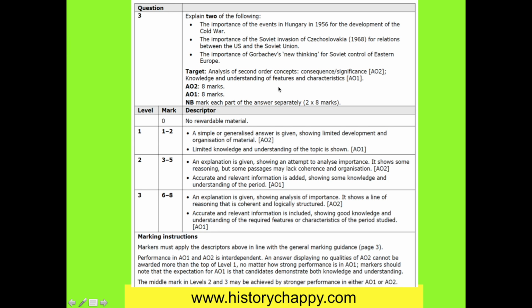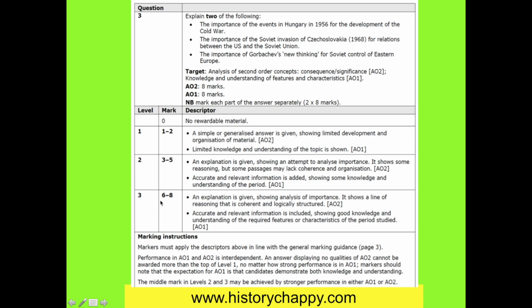So what are we looking for here in terms of AO1, AO2? In terms of AO1, knowledge and understanding of features and characteristics, that's your subject knowledge elements. And then AO2, analysis of second order concepts. In this case, we're looking at consequences or significance.